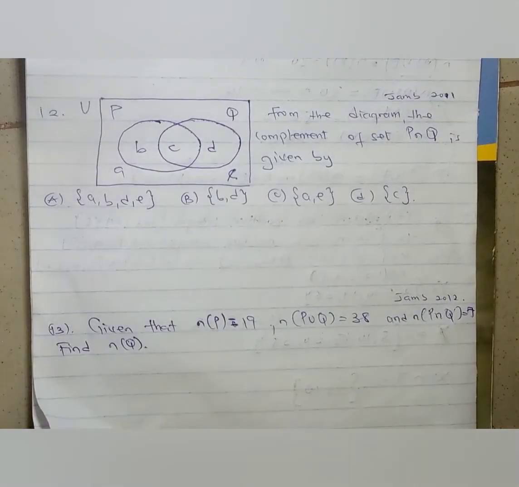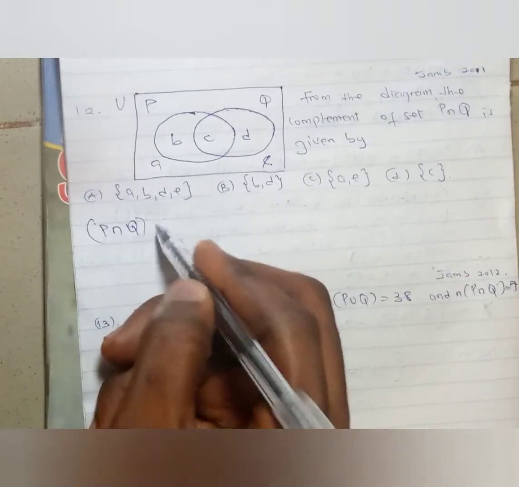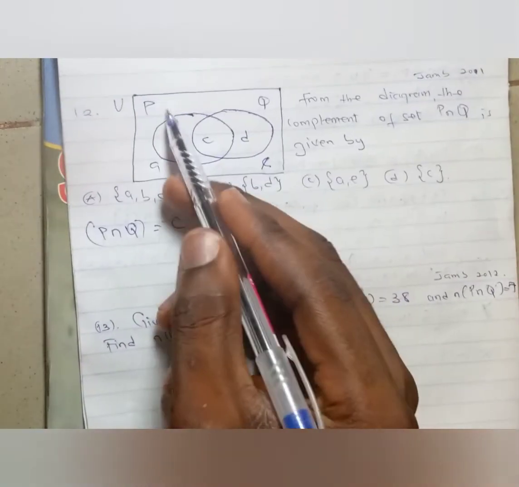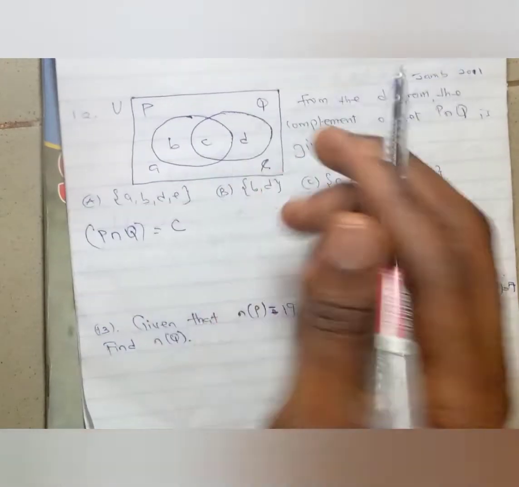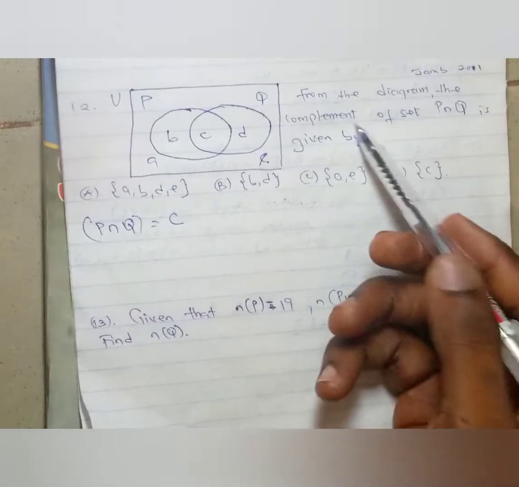Now question 12, 2011. This is the Venn diagram. From the diagram, the complement of sets P intersection Q is given by, first of all, let's write down P intersection Q, which is C. P intersection Q is C, where the two sets meet. Now let's find the complement.